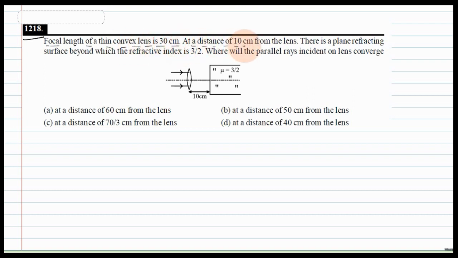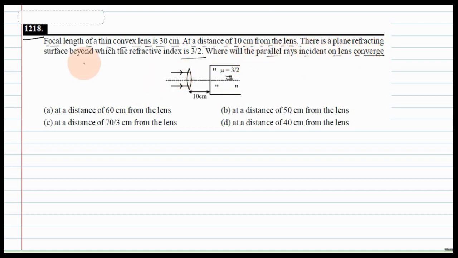At a distance of 10 cm from the lens, there is a plane refracting surface beyond which the refractive index is 3/2. So in the diagram it is given that the refractive index is 3/2 in this medium. Where will the parallel rays incident on the lens converge?